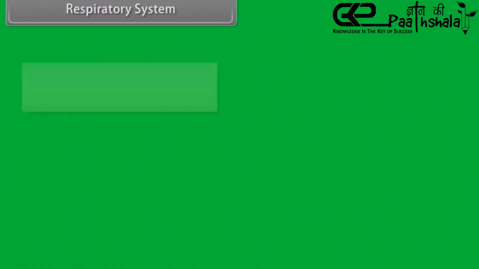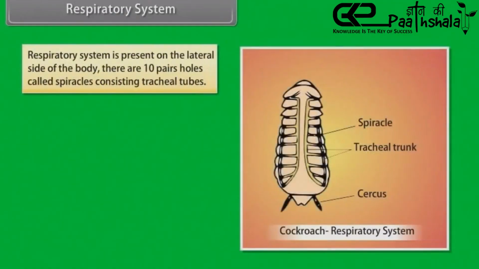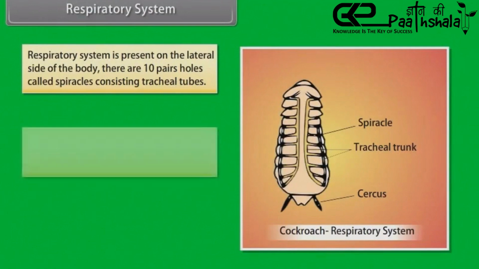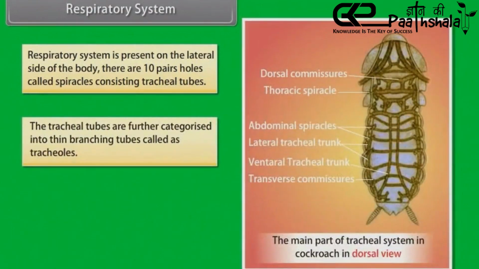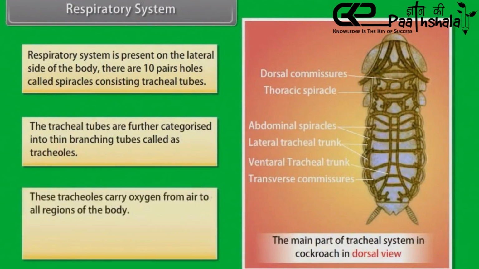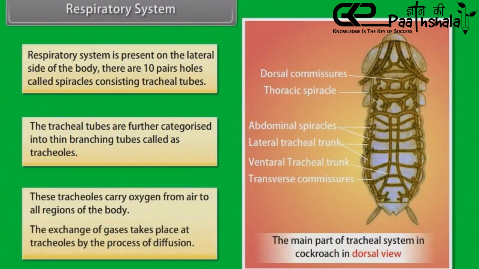Respiratory system. The respiratory system is present on the lateral side of the body. There are 10 pairs of holes called spiracles connected to tracheal tubes. The tracheal tubes are further divided into thin branching tubes called tracheoles. These tracheoles carry oxygen from air to all regions of the body. The exchange of gases takes place at the tracheoles by the process of diffusion.